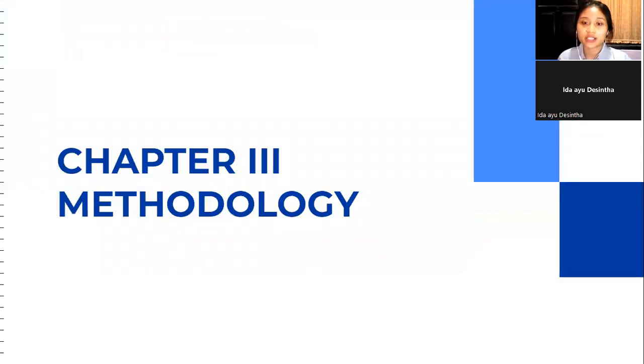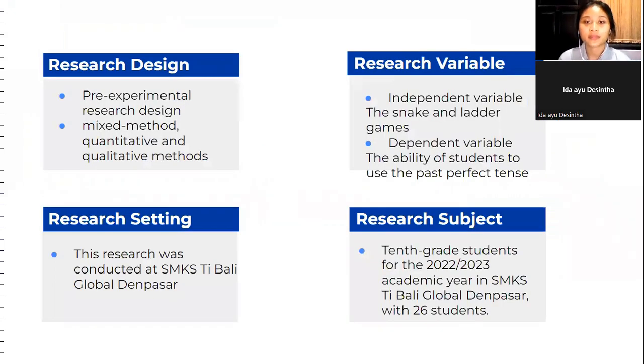Chapter 3, the methodology. The research design of this research is pre-experimental research design. Pre-experimental design only uses one group. The researcher wanted to find out the effect of using the snake and ladder game on the ability of the 10th grade students to use the past perfect tense.